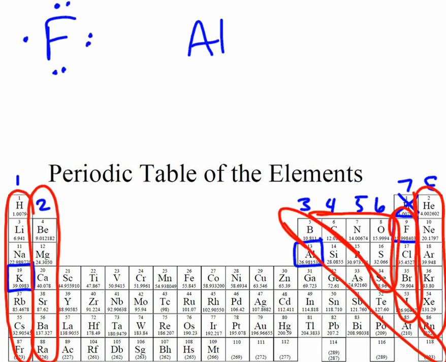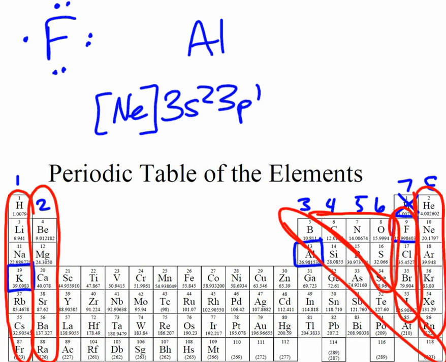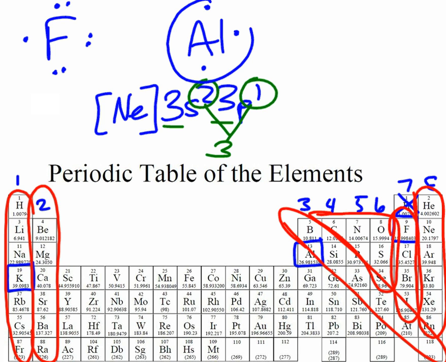Aluminum. There's the third column. But the other way I can do it is to take the electron configuration. I just did a shorthand electron configuration. Here's my 3s. There are 3 valence electrons, so 1, 2, 3. That's my Lewis dot structure for aluminum, and that's my Lewis dot structure for fluorine.